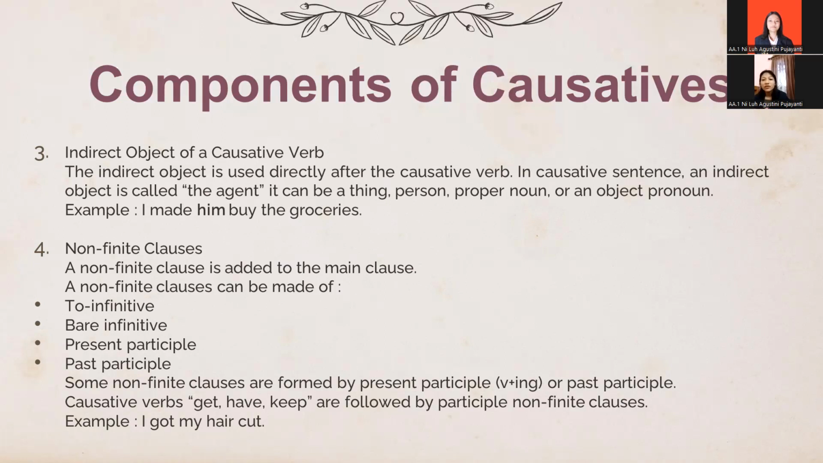Only a few causative verbs, get, have, and keep, are followed by participle non-finite clauses. So here is the example. I got my hair cut. The sentence uses the verb got and cut as a past participle.